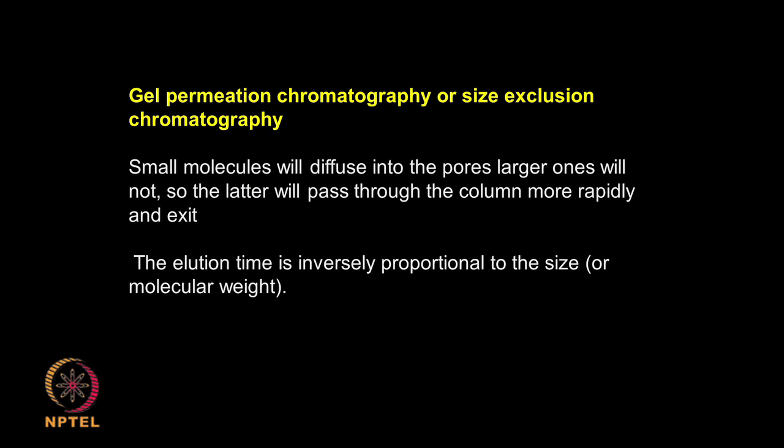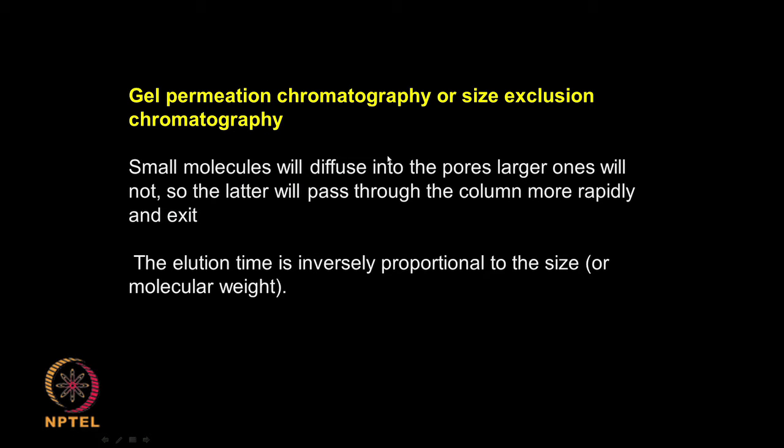In this class we will continue on chromatography. The next chromatography is called gel permeation chromatography or size exclusion chromatography. It is a very useful technique. We can use it for separating molecules based on their size or molecular weight, or it can also be used as an analytical tool to find out the molecular weight of unknown proteins or polymers when you have the data for a set of known polymers or proteins.